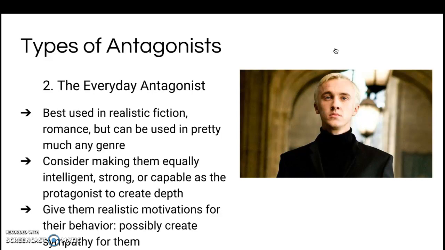Malfoy is just as good at flying on his broomstick and Quidditch as Harry is. He's also very powerful magically. That makes him an interesting antagonist for Harry. And then give them realistic motivations for their behavior. Create a way to make sympathy for them. We find out later that Malfoy's parents are really awful people and awful to him, and therefore we have some sympathy for this character.